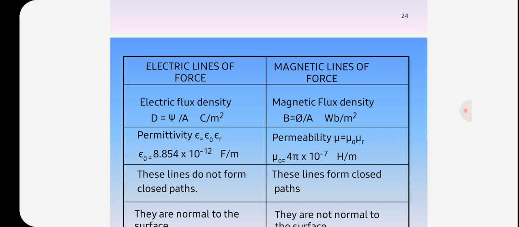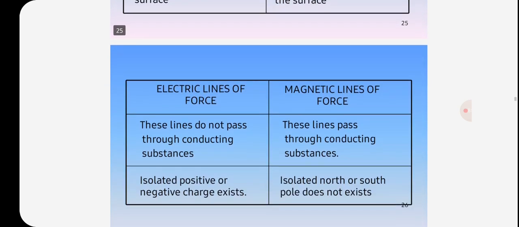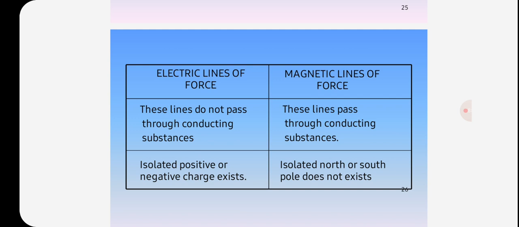In electrostatic lines of force, absolute permittivity epsilon naught is equal to 8.854 into 10 to the power of minus 12 farad per meter. In magnetic lines of force, absolute permeability is 4 pi into 10 to the power of minus 7 Henry per meter. In electrostatic lines of force, an isolated positive or negative charge exists. In magnetic lines of force, an isolated north or south pole does not exist. Electric lines of force emanate from positive charge and end on negative charge.